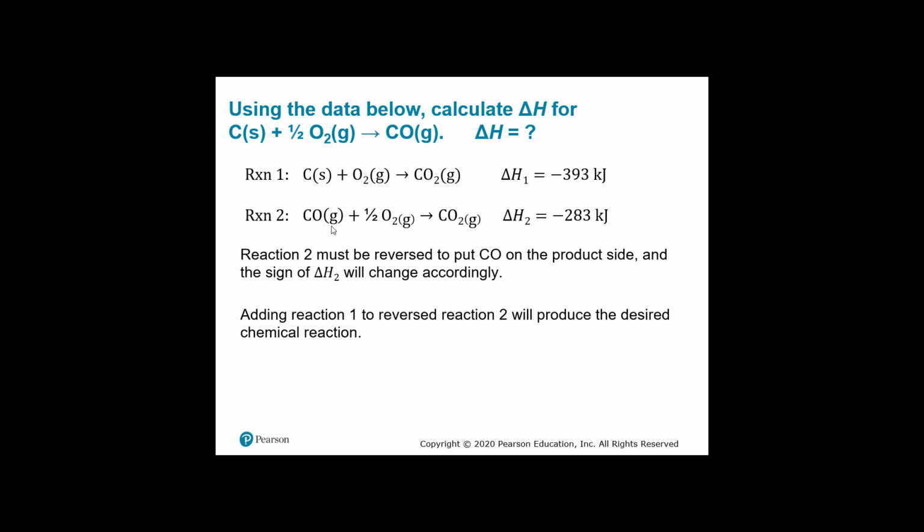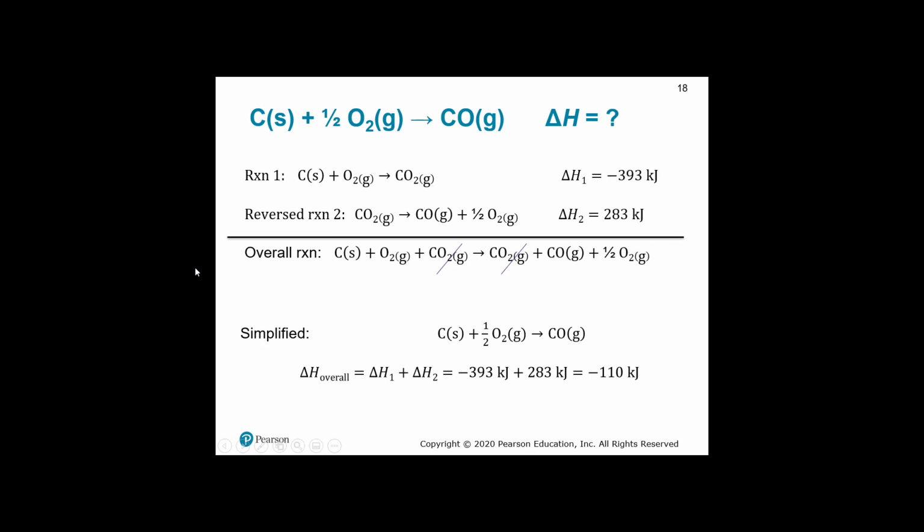So reaction 2 must be reversed to put CO on the product side, and the sign will have to be changed as well. So we'll have to reverse what the sign is because we're reversing the equation. Then adding reaction 1 to the reverse reaction 2 will produce the desired chemical reaction. So let's take a look at that. We have the reverse reaction, we have the reaction 1, and everything should cancel out. So we have carbon dioxide on this side, carbon dioxide on this side. We have one mole of oxygen here. We have half a mole. So basically what this is, 1 minus half equals half, which is what we see here. And then we can bring all of that down in an overall. And then all the steps that we did, we have to add together, which is done here. So the delta H for this is negative 110 kilojoules.